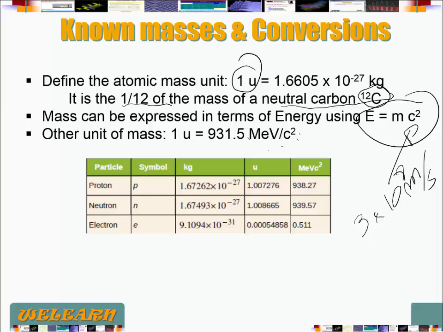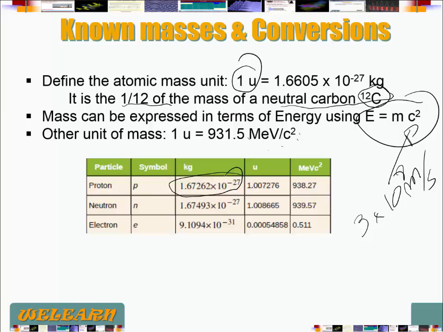So in this case, if I would like to find the energy equivalent of the mass of a proton, I just multiply this value, which is 1.67262 10 to the minus 27 kilograms, by 3 × 10⁸ meters per second squared. So I'll get there the energy equivalent of the mass of a proton in joules.